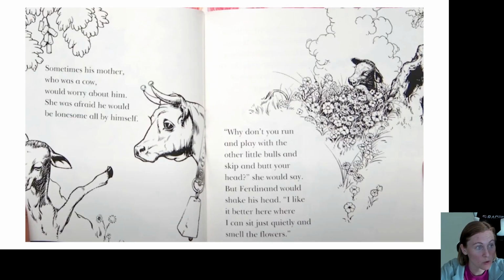Sometimes his mother, who was a cow, would worry about him. She was afraid he would be lonesome all by himself. "Why don't you run and play with the other little bulls and skip and butt your head?" she would say. But Ferdinand would shake his head. "I like it better here, where I can sit just quietly and smell the flowers."